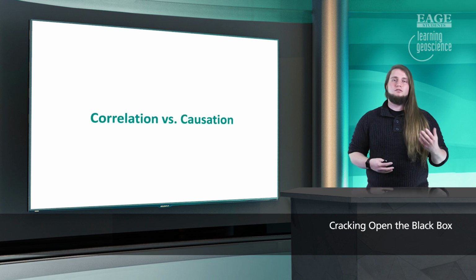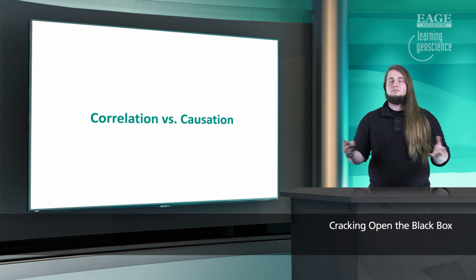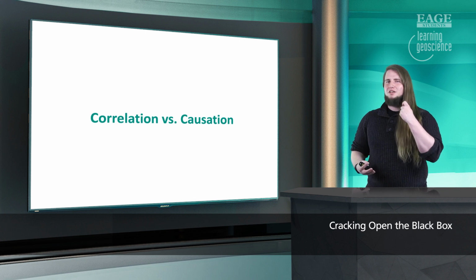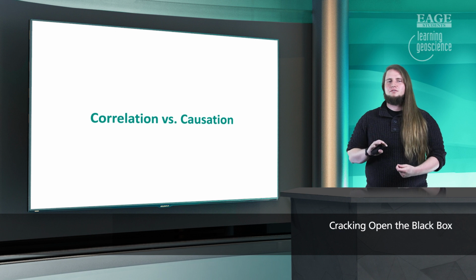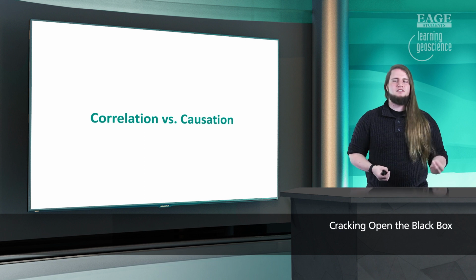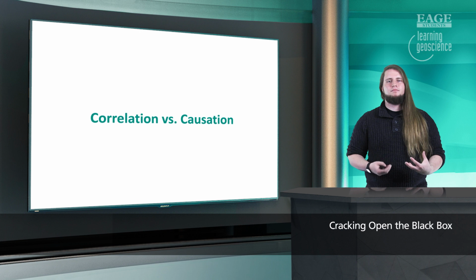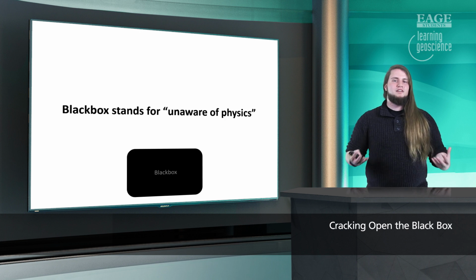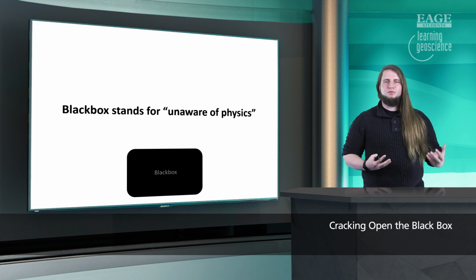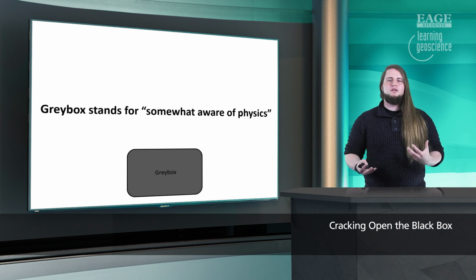You also have to think about the old correlation versus causation thing. Machine learning is basically a big correlator. That doesn't mean it's not useful, but you have to be extremely careful to take causation from it. And you might want to consult a statistician for that. Your statistician is going to be able to set up a system for you to test if this is actually causality or just correlation. So black box stands for unaware of physics, but since we're talking about explainability, maybe we can gray box it and make it somewhat aware of physics.